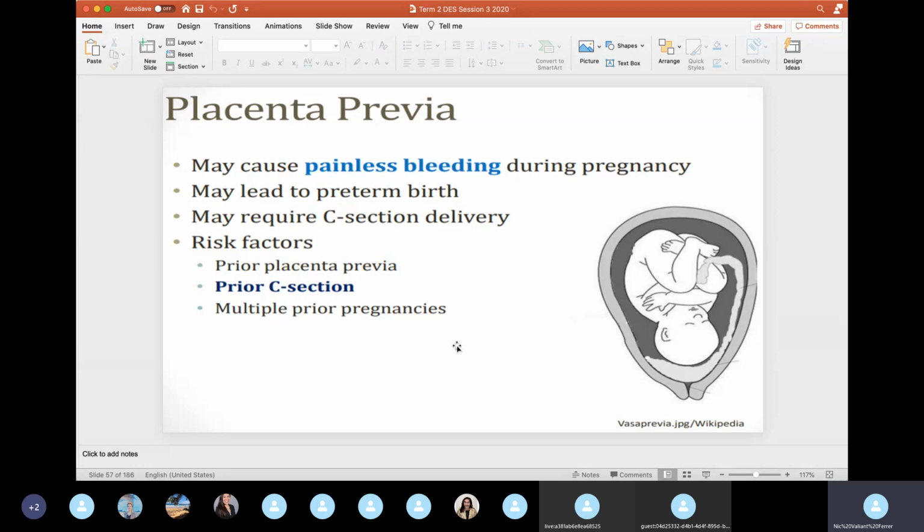Placenta previa. Placenta previa causes painless bleeding during pregnancy. Contrast placenta previa to placental abruption or abruptio placenta.